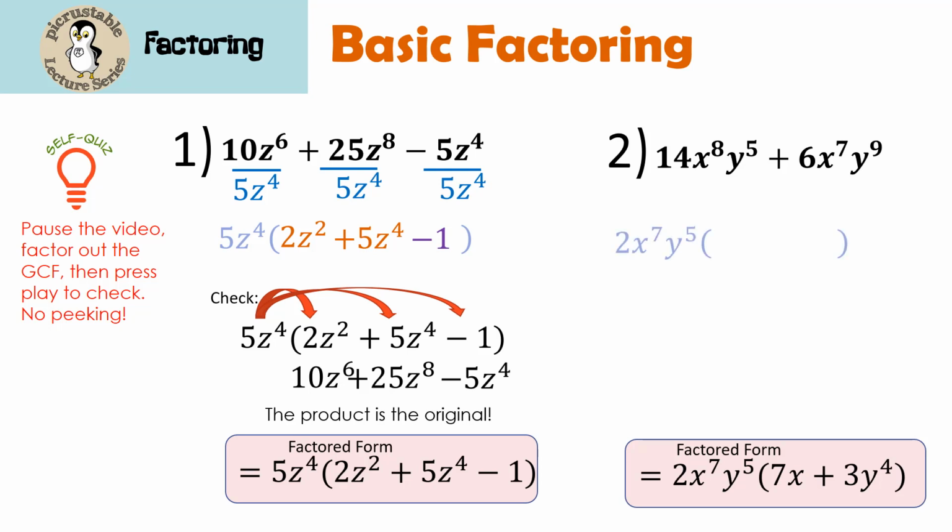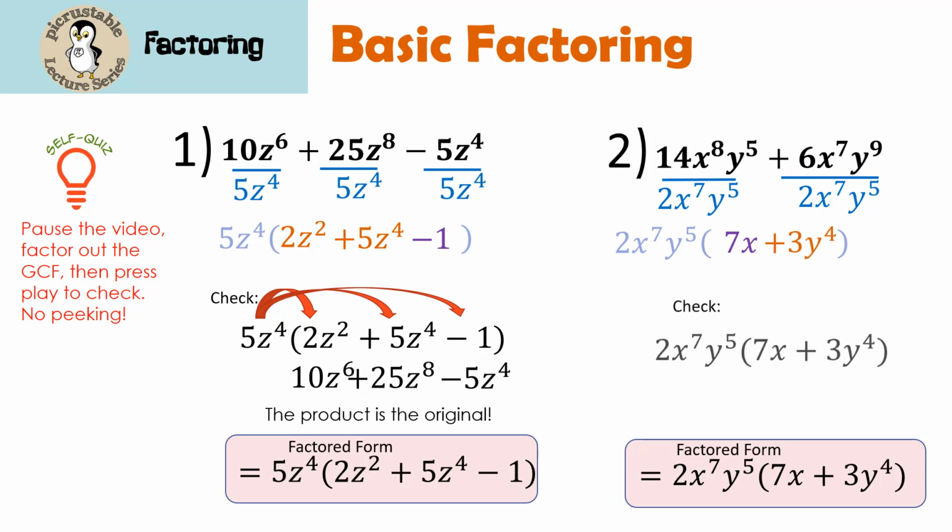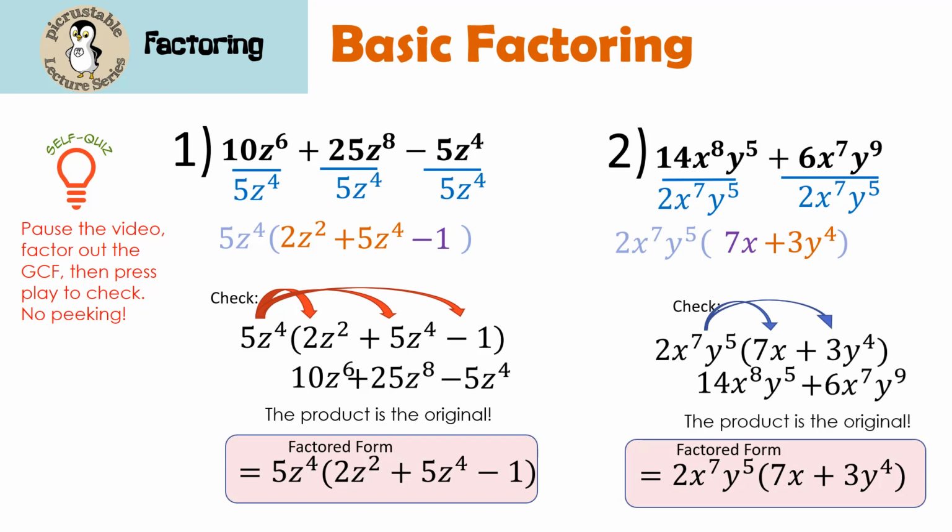In this one, 2x to the seventh, y to the fifth, turns out to be our greatest common factor. Let's divide it out. We end up with 7x. Yes, I'm not saying all these numbers and letters, blah, blah, blah, blah. But when we divide, we end up with 3y to the fourth. When we check it, we end up at our original, which means we're awesome. Good job.